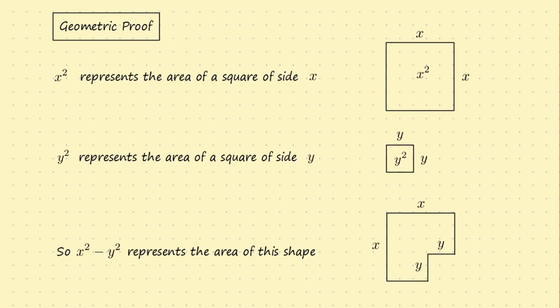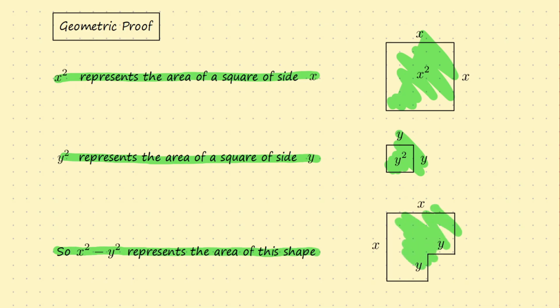This is a geometric proof of the difference of two squares identity. x squared represents the area of a square of side x, like this. y squared represents the area of a square of side y, like this. So x squared minus y squared represents the difference of those two areas, as in this shape, where we have removed a square of area y squared from a larger square of area x squared.